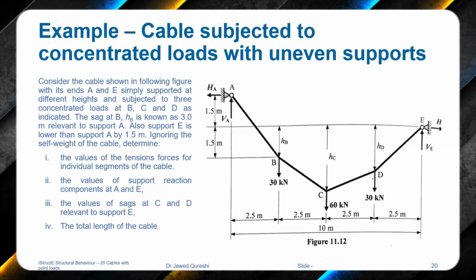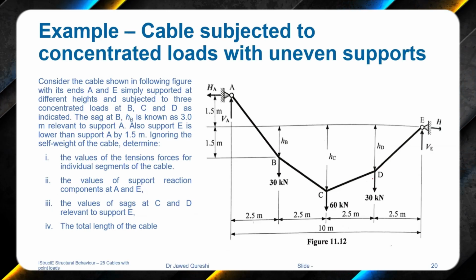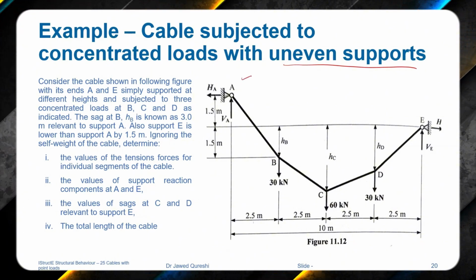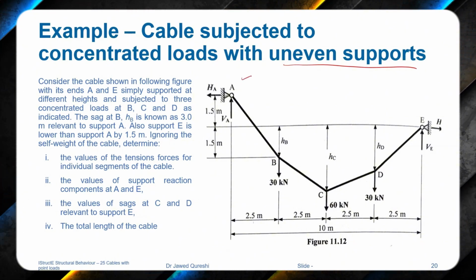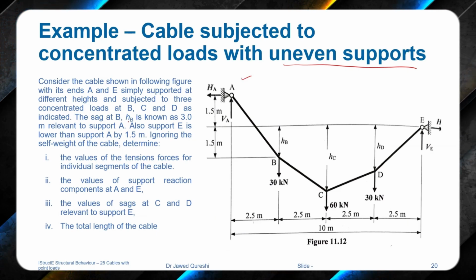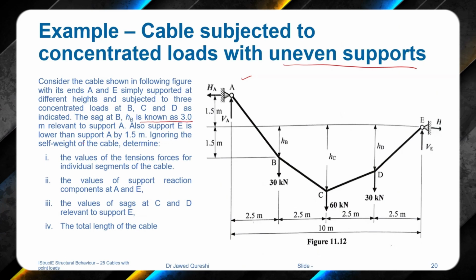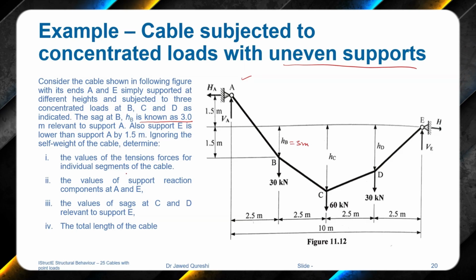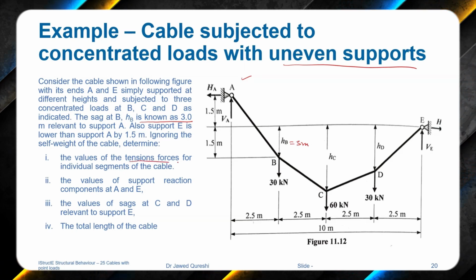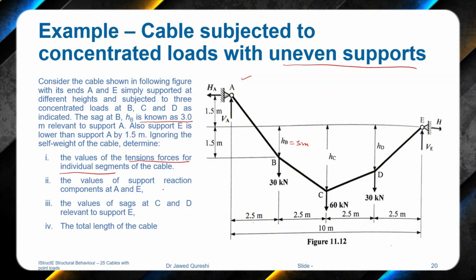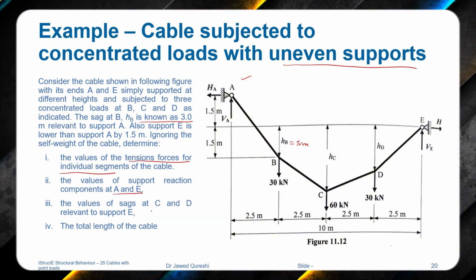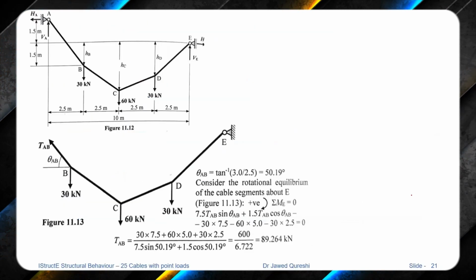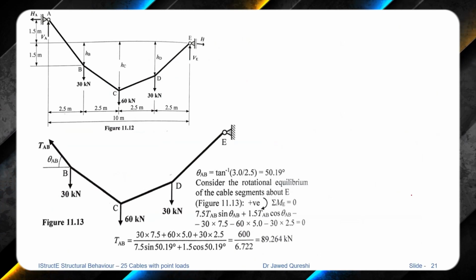Now I move to another example where we have concentrated loads but with uneven supports. So here the levels of A and E are not the same. The sag at B is given, which is 3 meters. Only the sag at this point is given. We have to determine the tension forces for individual segments, the support reactions at A and E, the sag at C and D, and the total length of the cable. First, we want to determine theta AB.